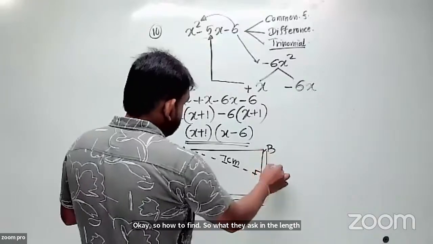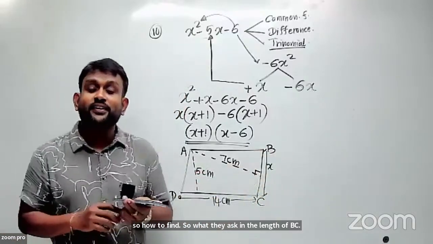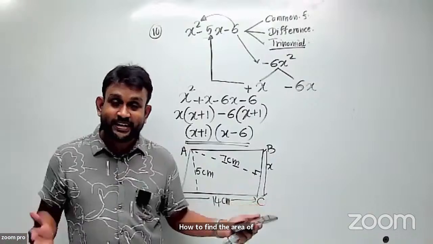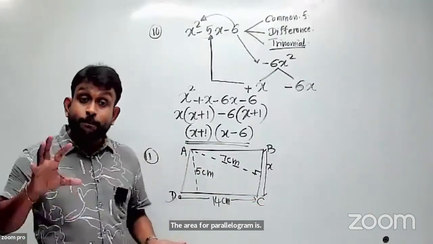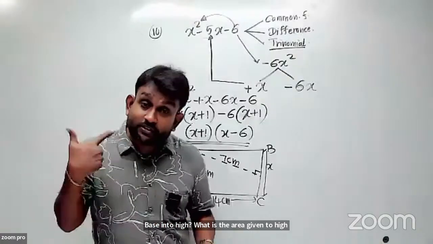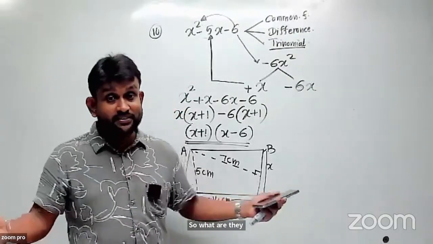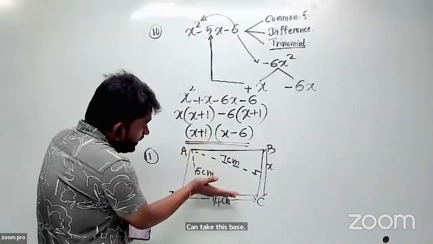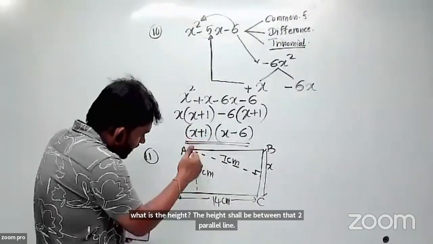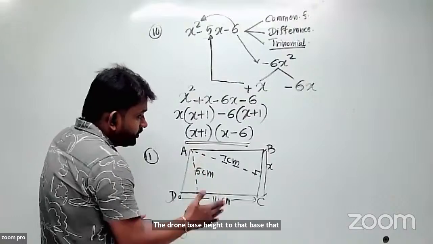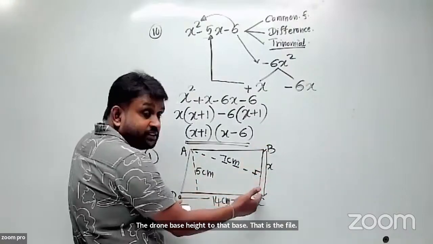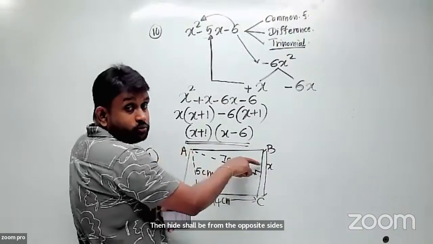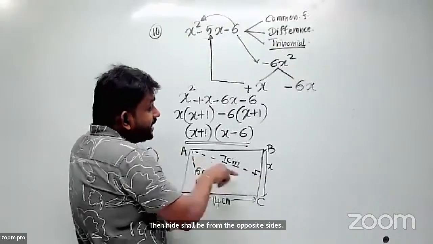I write BC as x. Do you know how to find the area of a parallelogram? The area of a parallelogram is base into height. Are they specifying any base? No, you can take any base. You can take this base, then the height shall be between the two parallel lines, drawn perpendicular to that base. That is 5. If you take BC as the base, then the height shall be drawn from the opposite side to that side. So that is 7, the height.